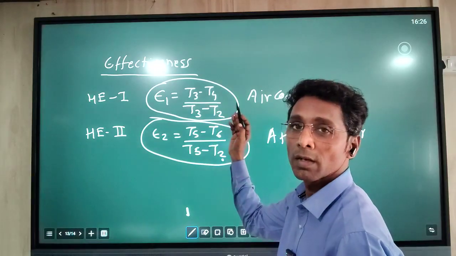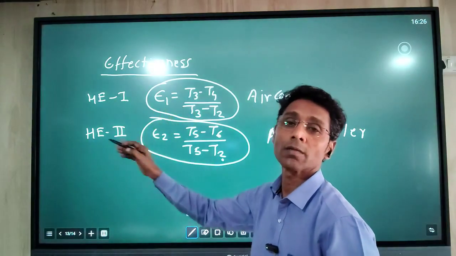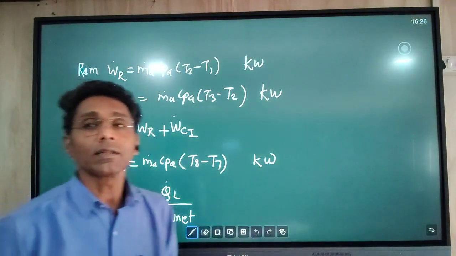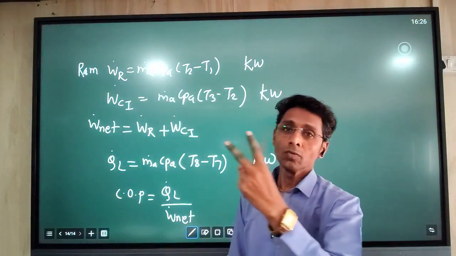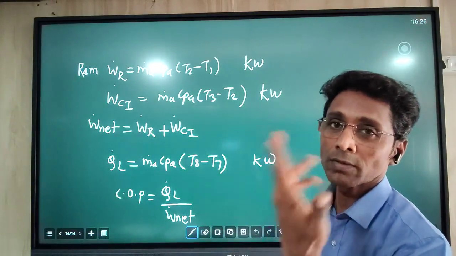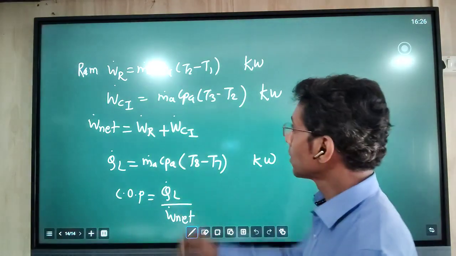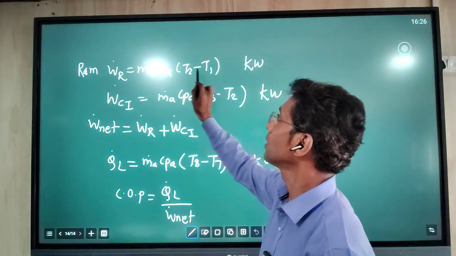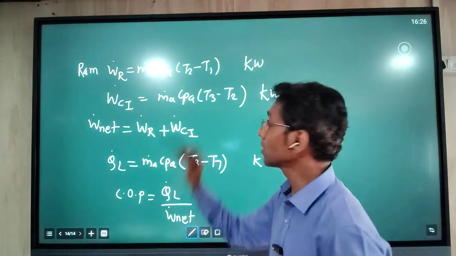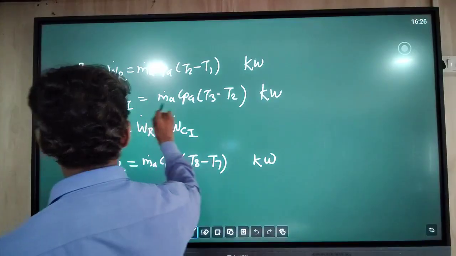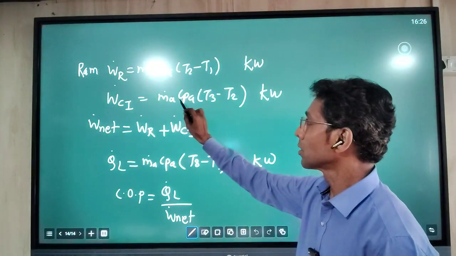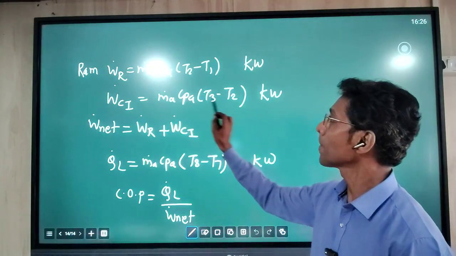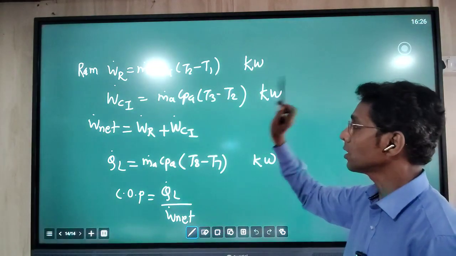Either the temperature is given, or the effectiveness values of the heat exchanger are given. Next is to find the powers. Here are two work inputs that we have already seen in a simple air cooling system. First is the ramming process, 1 to 2, so the formula is m Cp times temperature difference T2 minus T1, in kilowatt. In compressor 1, the compressor input during process 2 to 3, the formula is m Cp times temperature difference T3 minus T2, in kilowatt.